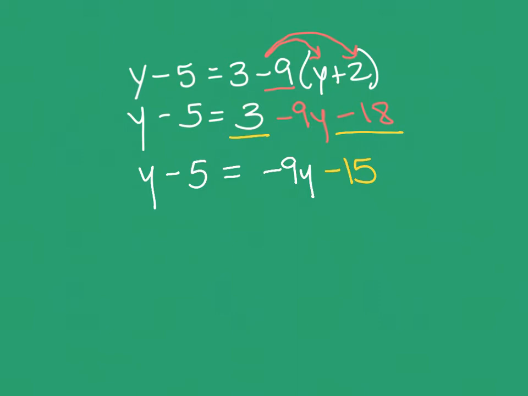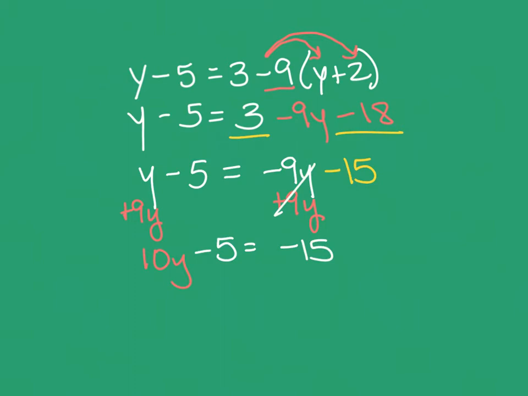So now I'm moving the y's around so I have the variable on its own side of the equal sign. This is a -9y. I'm going to do a +9y to both sides. I have 1y and 9y is 10y. I didn't do anything with the -5, and I didn't do anything with the -15. These just canceled each other out.